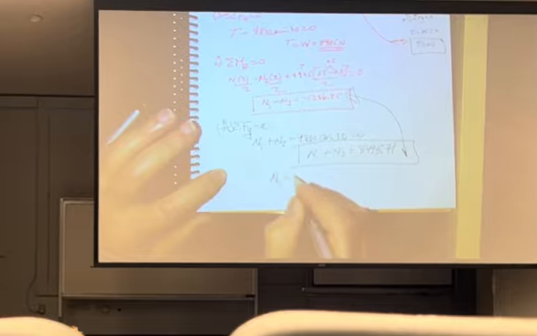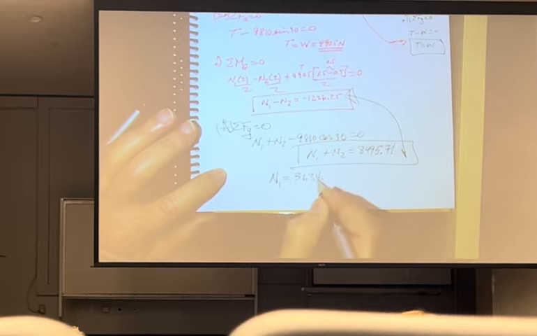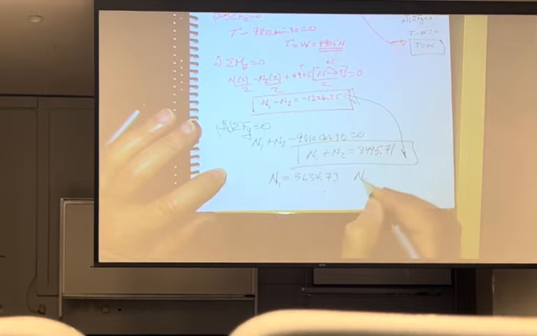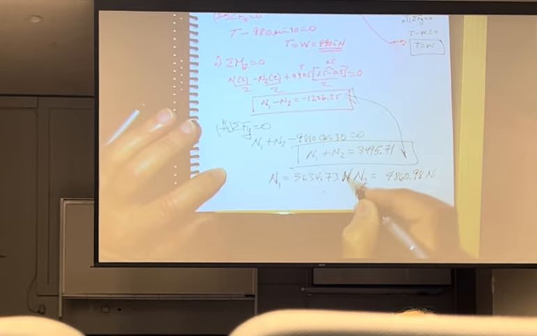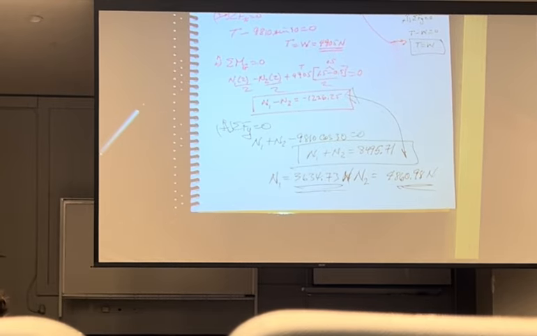N1 comes out as 3634.73. N2 comes out as 4860.98. These are all newtons.